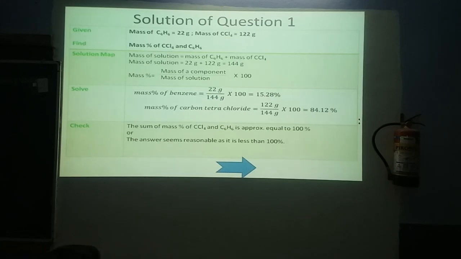Similarly, we calculate the mass percentage of carbon tetrachloride, 122 divided by 144 into 100. We will get 84.12%. Here we can check it, the mass percentage of carbon tetrachloride and mass percentage of benzene will be equal to 100 or reasonably less than 100.